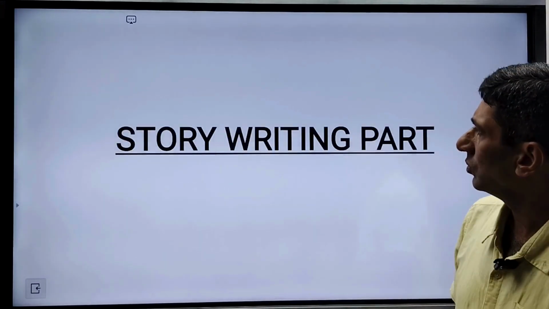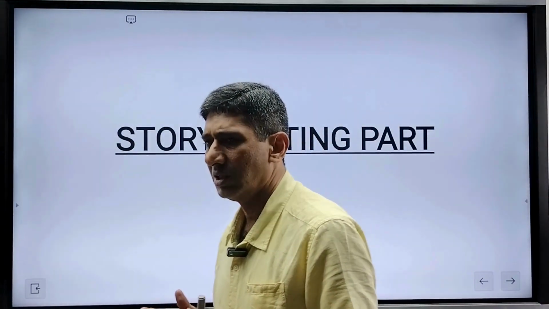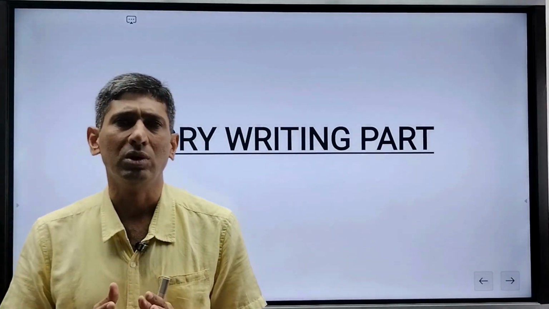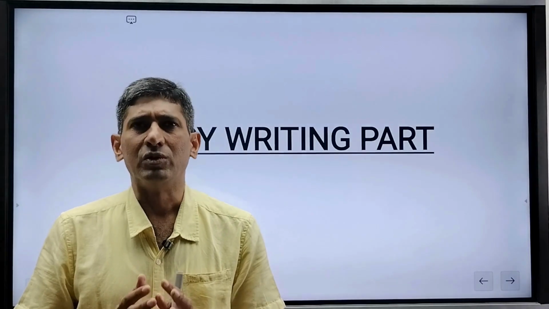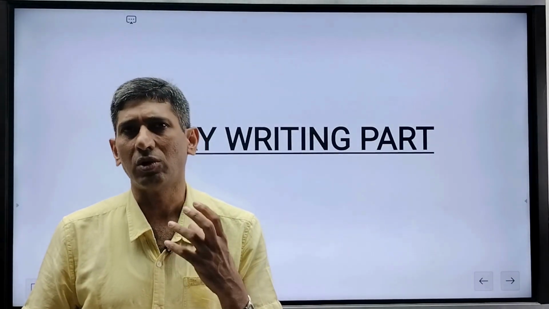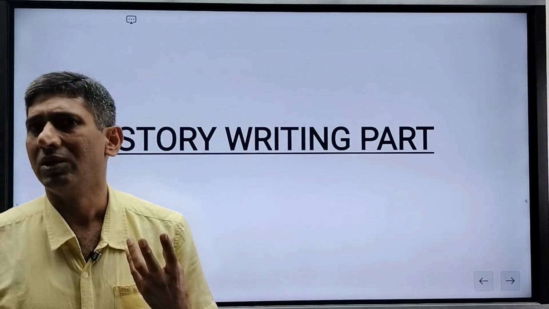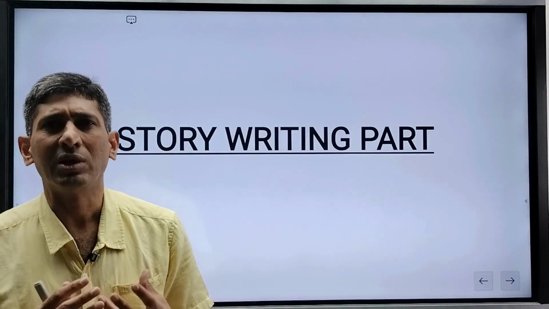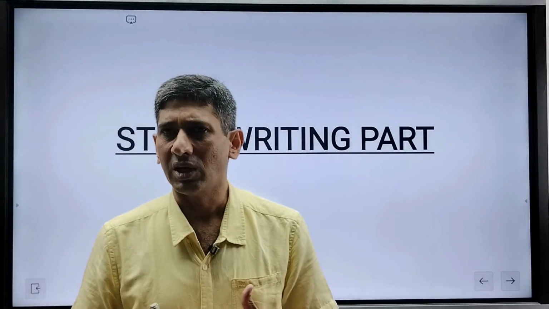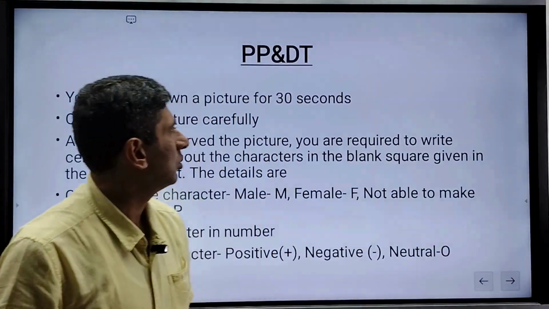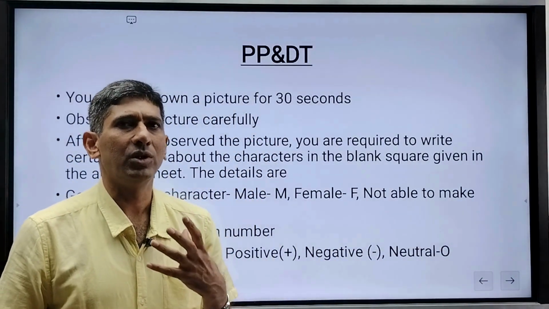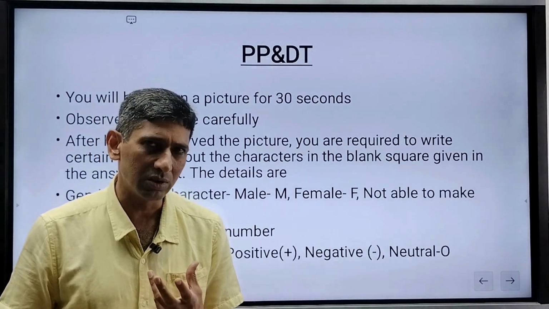Now, the first portion, which is called the story writing. In this you will initially be shown a picture which will be hazy, and you will see that picture for about 30 seconds. Thereafter, you will be given 1 minute to think about the action portion of it. During this time, you will also write the main character and the age of the various characters you have seen. You will mention it in the sheet of paper which is given to you, and thereafter you will be given 4 minutes to write a story.